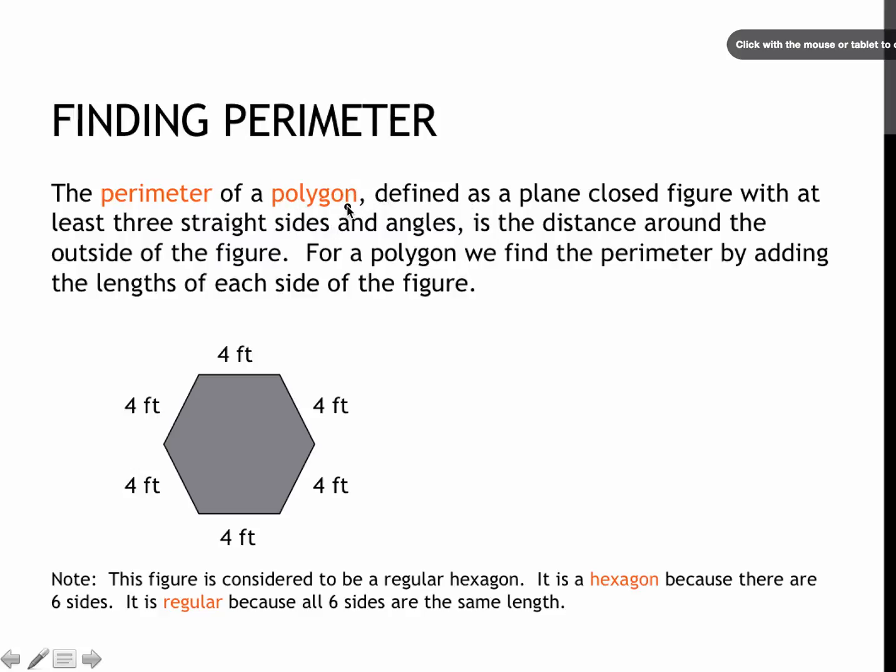So polygon, again, a new term. Polygon just means a plane, closed figure with at least 3 straight sides and angles. So a triangle is a polygon, a square or a rectangle is a polygon, etc.